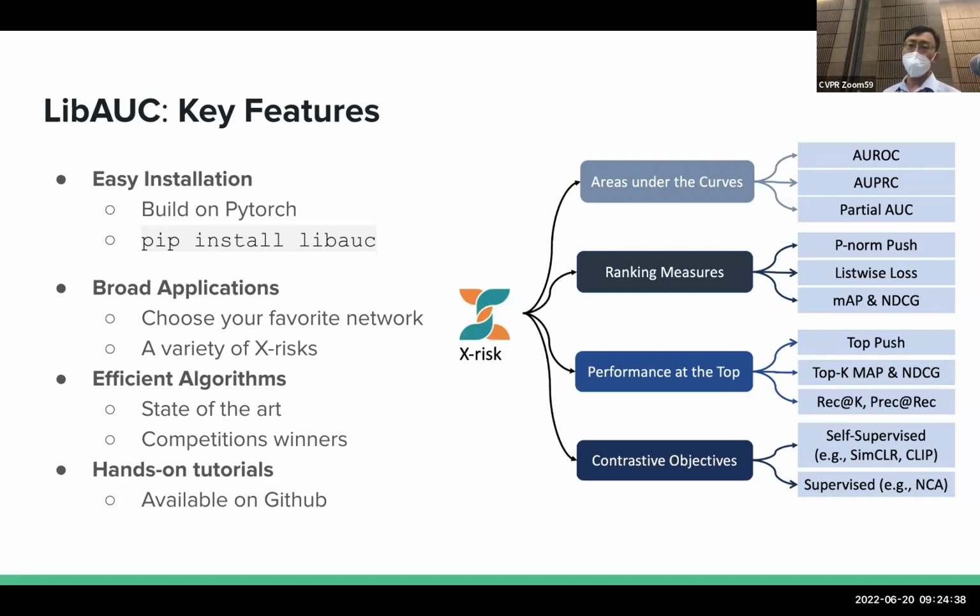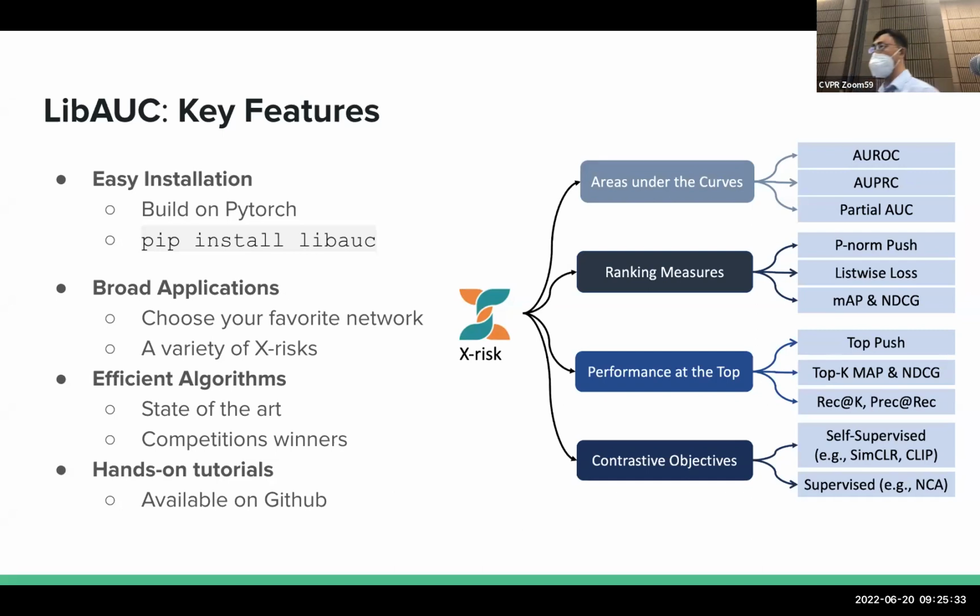Okay, so we consider a family of risks called X-risk. That is beyond the AUC we just talked about. The X-risk here has four categories right now. The first category is areas under curves. That includes the ones we just talked about, including AUROC, AUPRC, and partial AUROC, but also includes some other interesting measures. The second category is the ranking measures. So we have listwise losses for learning to rank problems: mean average precision, normalized discounted cumulative gain, and DCG. And the third category is performance at the top, which includes the top-K version of mean average precision and the top-K version of NDCG. And also we have recall at top K positions and precision at a certain recall level.